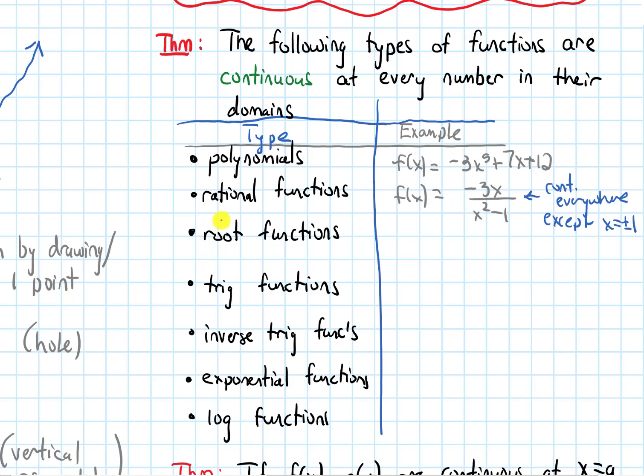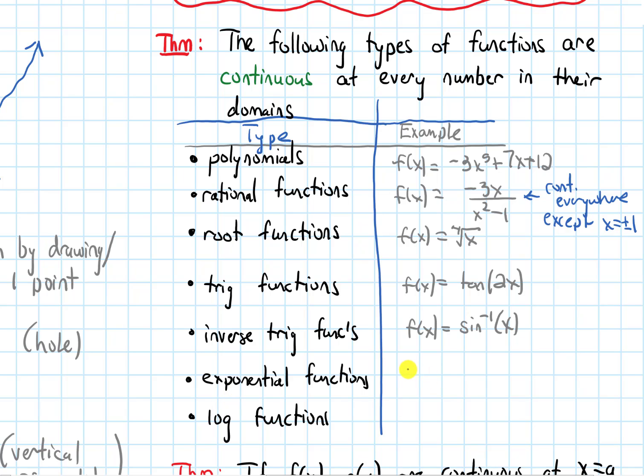Root functions are also continuous everywhere in their domain. A root function is something like the fourth root of x. Trig functions like f of x equals tangent of 2x. Inverse trig functions, f of x equals sine inverse of x. That would be an inverse trig function that's continuous everywhere in its domain.